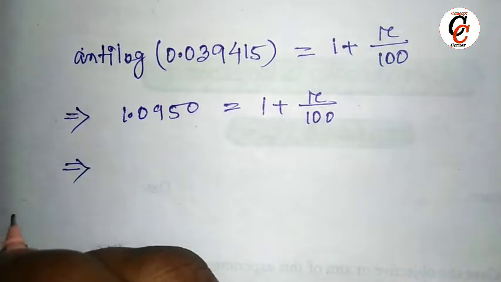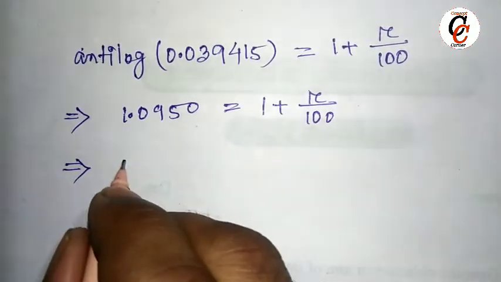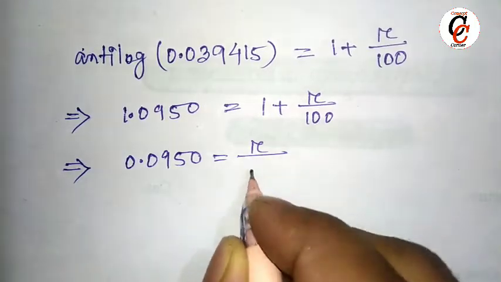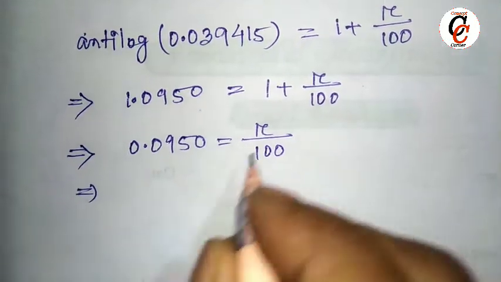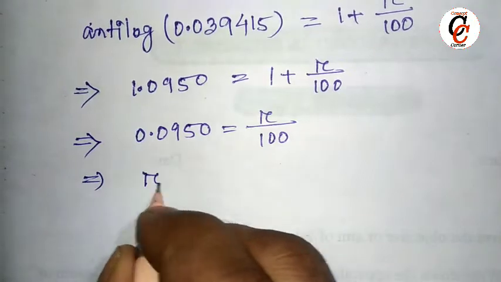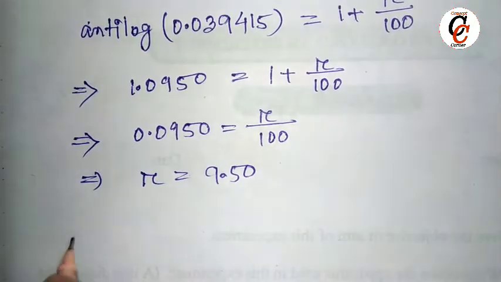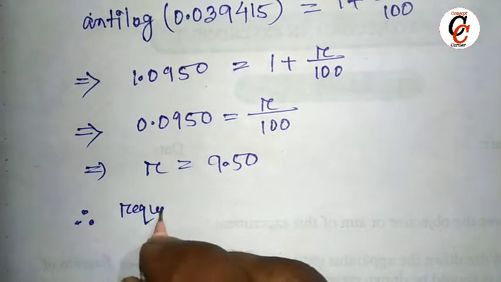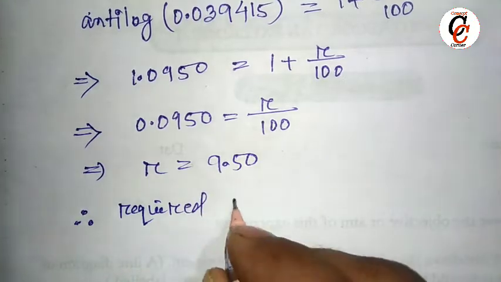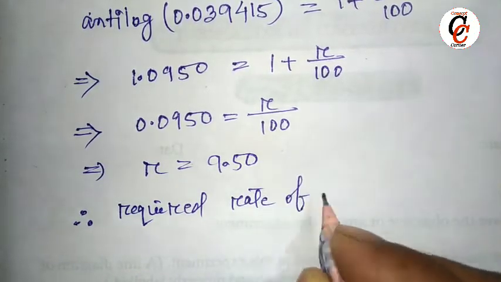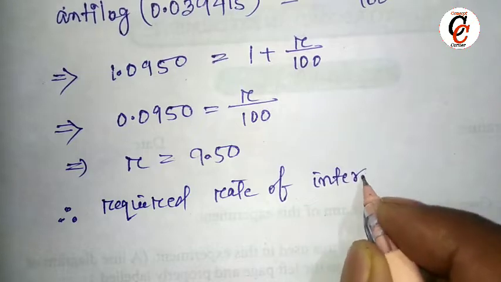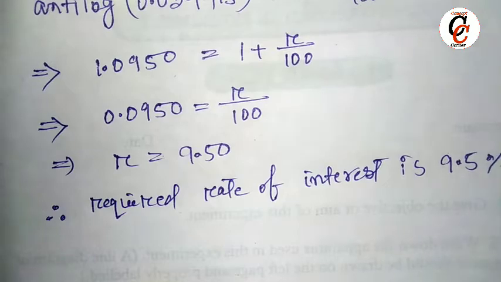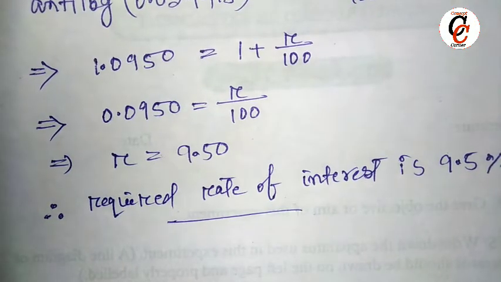So after taking 1 to this side we will get the value 0.0950 equal to r by 100. So we need r, so after cross multiplying r will be 9.50. That is the required rate of interest, 9.5% or 9.50%. So this one is the solution.